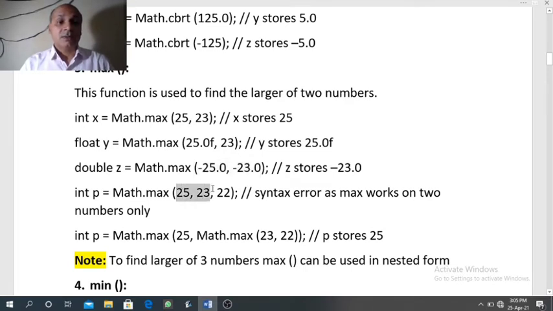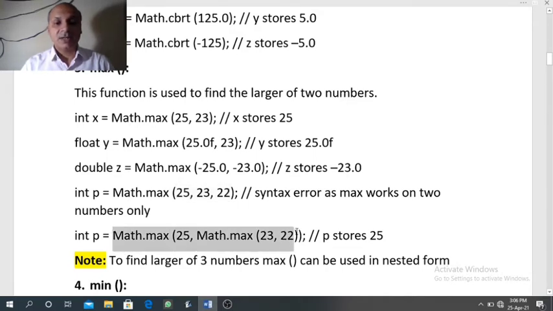Now, in the first three examples we will get the result, but if you try to find the larger of three numbers, it will give a syntax error because it works on only two arguments. Now we have a solution for this. If you want to find the larger of three numbers, in that case we can use math.max in nested form.